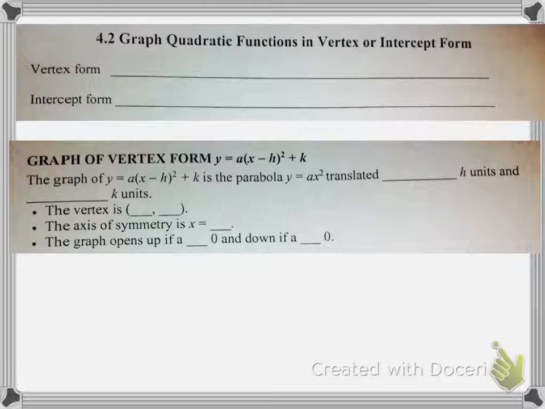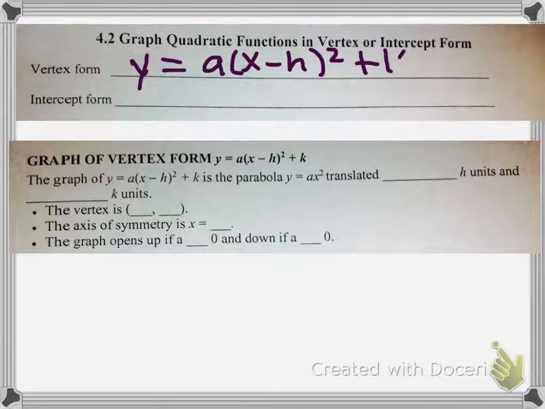In 4.2, one of the basic and first functions, quadratic functions, that we're going to cover is vertex form. The vertex function is y equals a(x minus h) squared plus k. So now we're going to start using different variables: a, h, and k. For the intercept form, we're going to continue to use a, but it's going to be x minus p and x minus q.